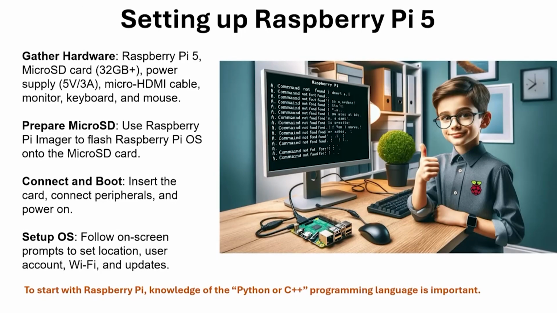Now, setting up Raspberry Pi. For Raspberry Pi 5 you need a micro SD card, more expensive, I already told you, a power supply, a micro HDMI cable, monitor, keyboard and mouse, and use Raspberry Pi Imager to flash the Raspberry Pi operating system onto the micro SD card.